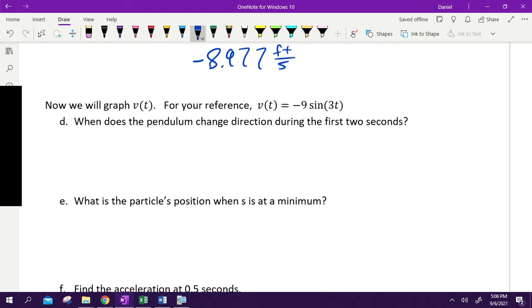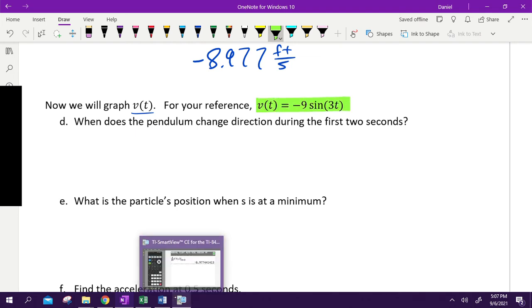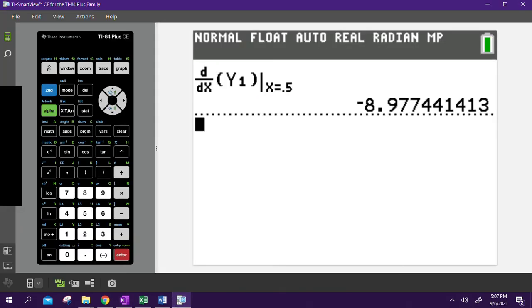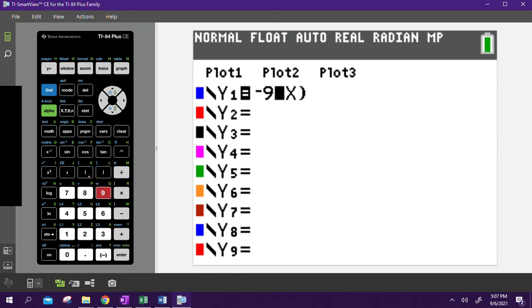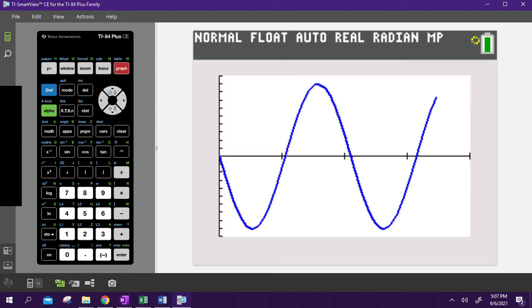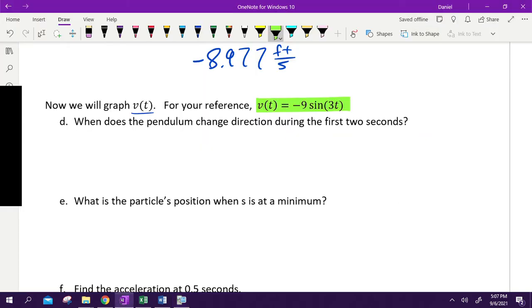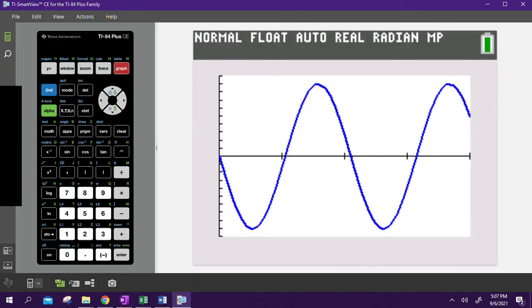Now it asks us to graph velocity. We'll be able to do this on our own in the future, but for right now, we just got it right there. Let's type it in: negative 9 sine 3t. Type it in. Let's hit graph. Okay, there's my graph. When does the pendulum change direction during the first 2 seconds?